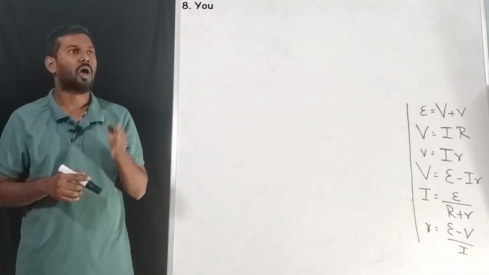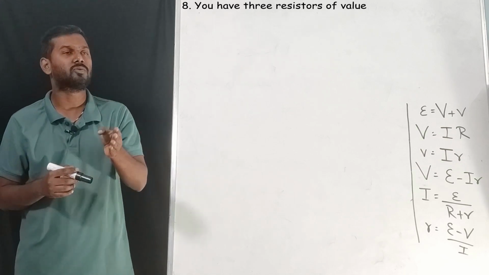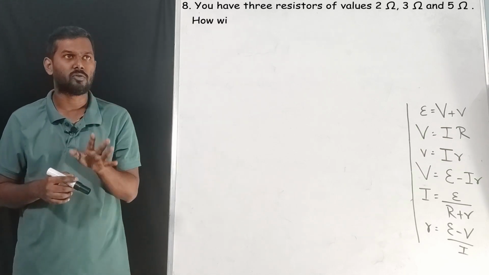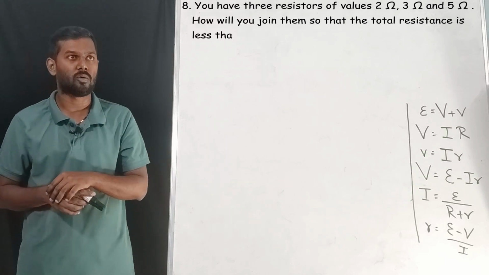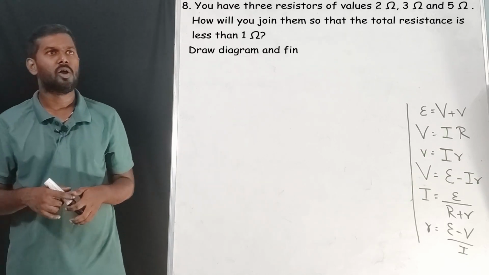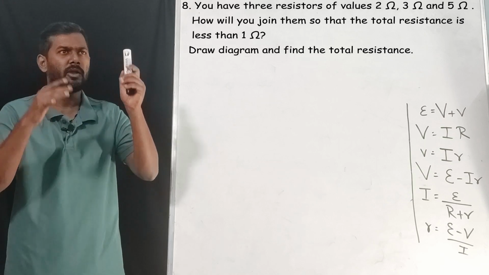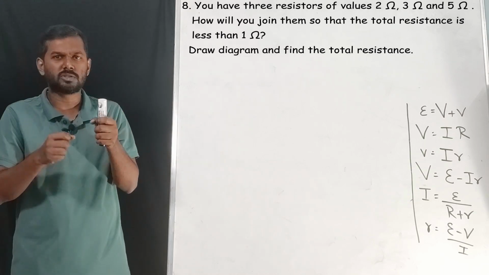Our next question: you have three resistors of values 2 ohm, 3 ohm and 5 ohm. How will you join them so that the total resistance is less than 1 ohm? Draw the diagram and find out the total resistance. Okay, if you think this is a normal question, it's not.